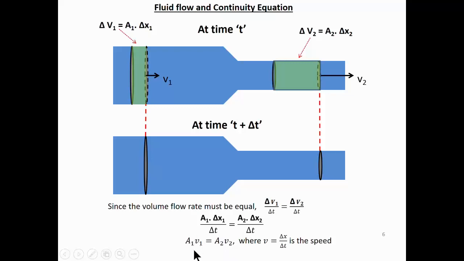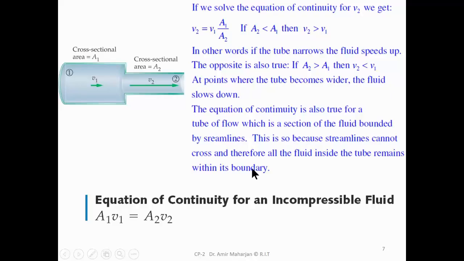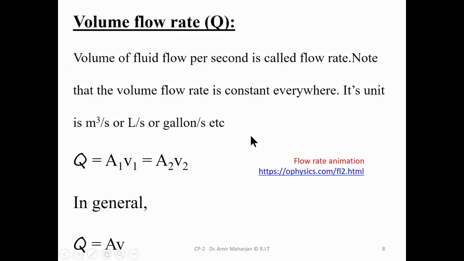This is basically the relationship between the speed, the velocity, and the area of cross section. You can clearly see the area of cross section and the speed are inversely proportional, right? You can clearly see that from this equation. And this is called the equation of continuity. This is the first equation in fluid dynamics.